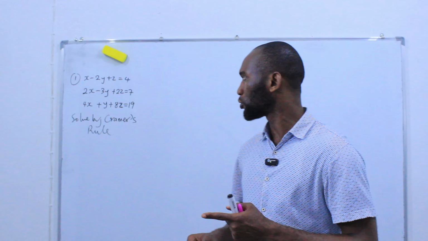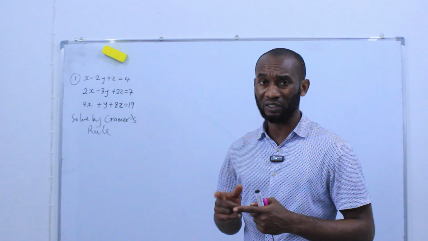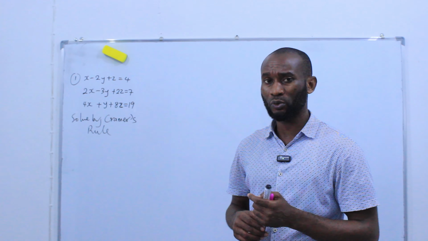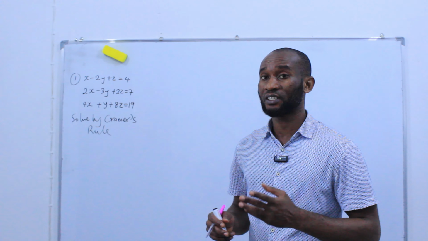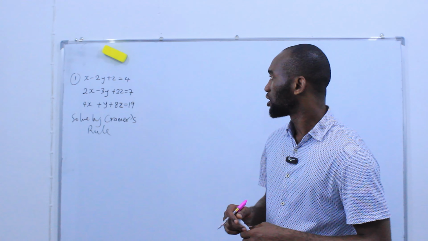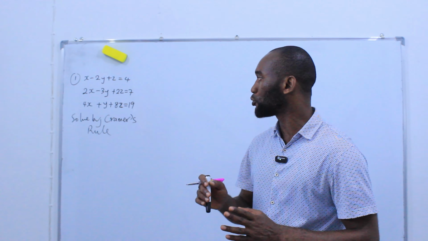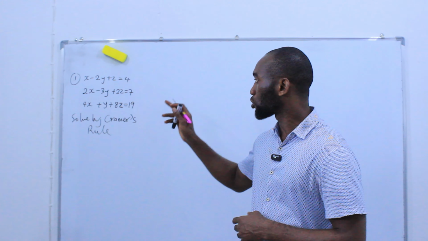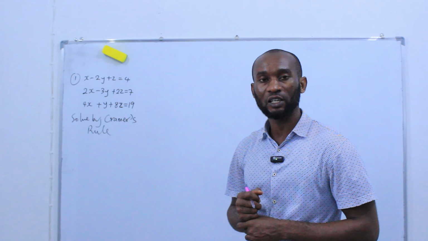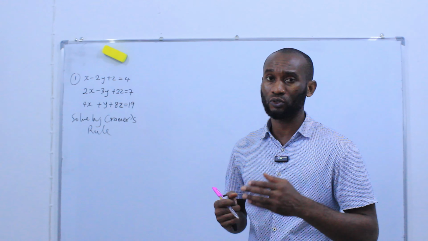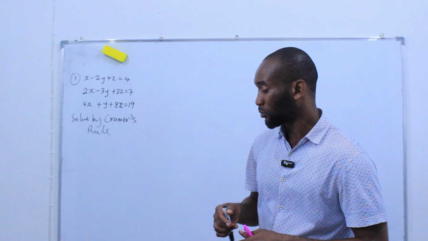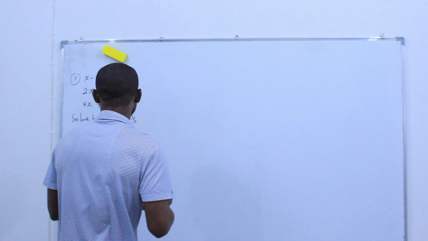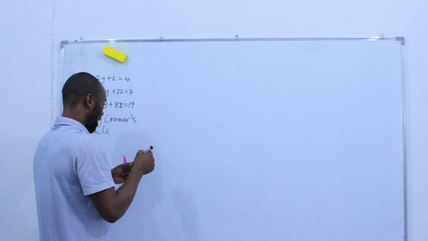Today we are still on systems of linear equations. Previously, we looked at how to use the Gaussian elimination method to solve systems of linear equations. Today we are going to look at how to use Cramer's rule to solve that system of linear equations. Later we're going to look at how to use the inverse matrix method. Now, I'll proceed by solving using Cramer's rule.